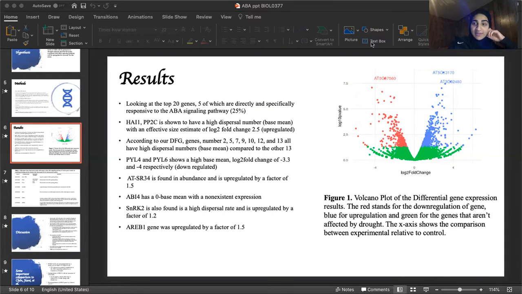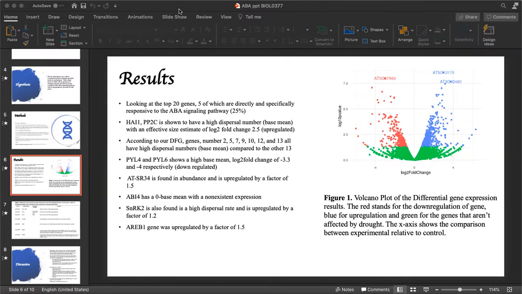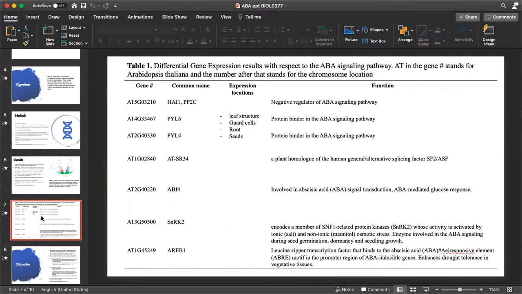Hello, this is Fatma, and I'm going to be sharing the results. We included a volcano plot here as a visual of how many genes are being downregulated, upregulated, and not affected at all. We also included an index table of the 9 genes that we focused on. Most importantly, those genes are being expressed in the same location, which suggests that the coping mechanism for this abiotic stress is happening at a very early stage, keeping in mind they are expressed in the roots and the seeds. Those are the first responders to drought.